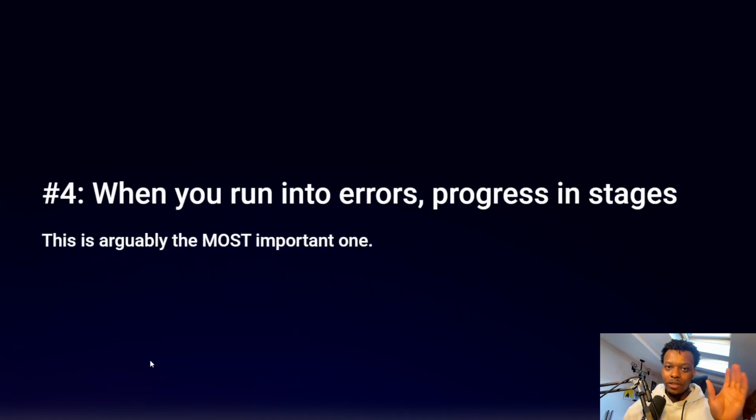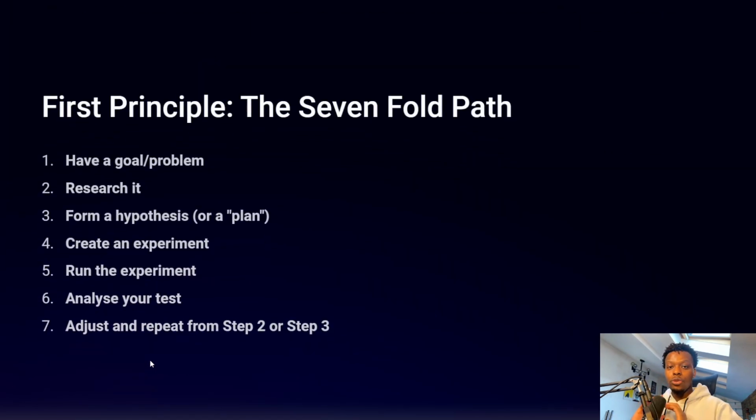So that's prompting in and of itself. This step here is the most important step, because this is the step that will actually get you past the point of "oh, I know how to do this" to "oh no, I'm really, really stuck. I can't do this." This is how you get out of "I can't do this." When you run into errors, you need to progress in stages. And this actually uses everything that I've talked about already.